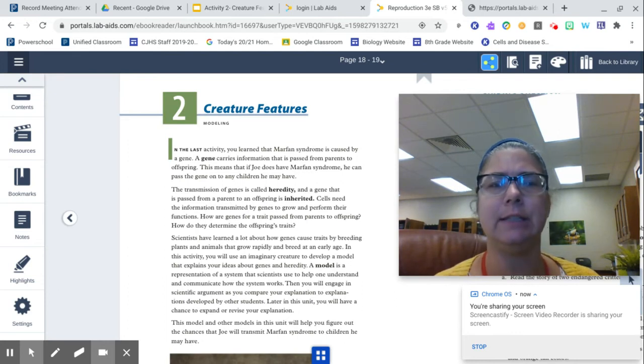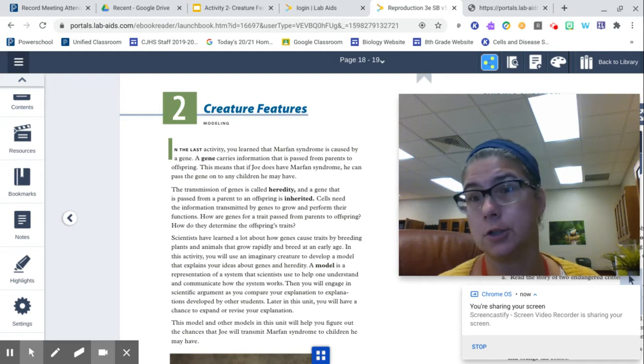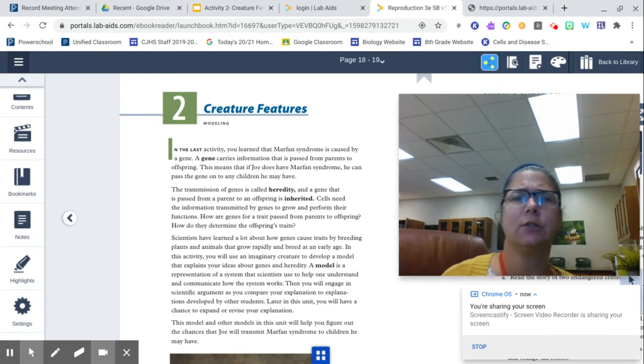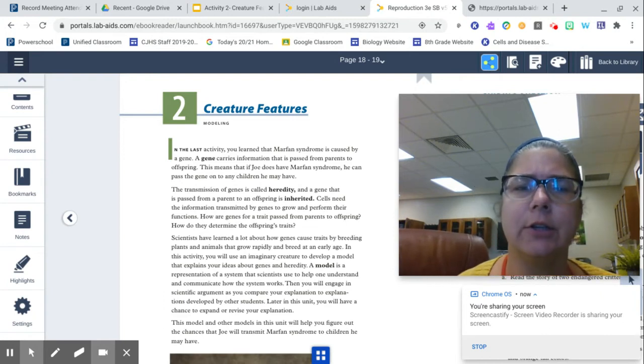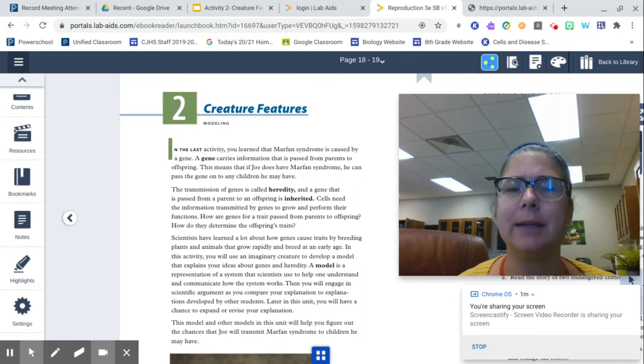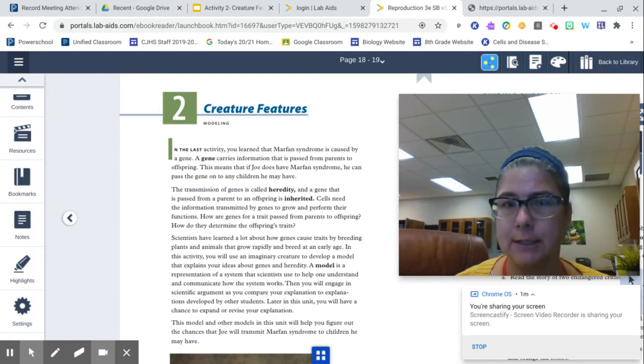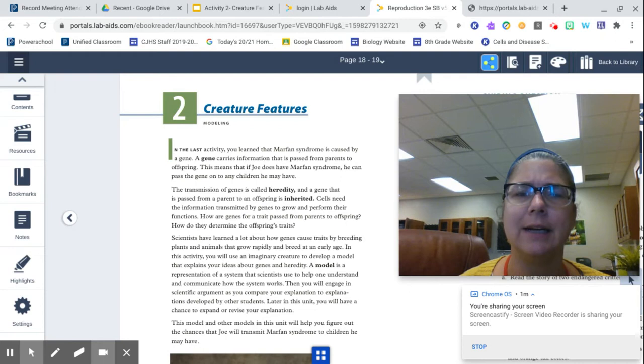Cells need the information transmitted by genes to grow and perform their functions or their jobs. How are genes for a trait passed from parents to offspring? And how do they determine the offspring's traits? Scientists have learned a lot about how genes cause traits by breeding plants and animals that grow rapidly and breed at an early age. In this activity, you will use an imaginary creature to develop a model that explains your ideas about genes and heredity.